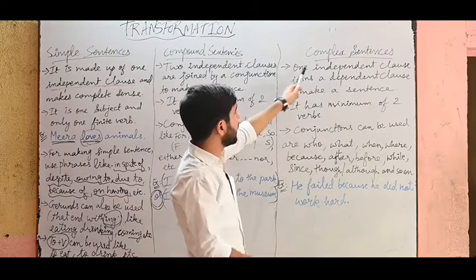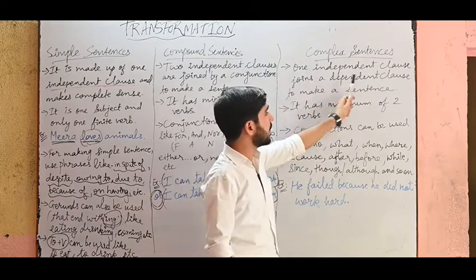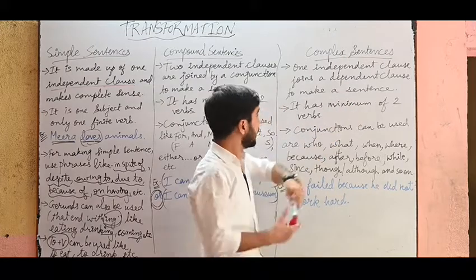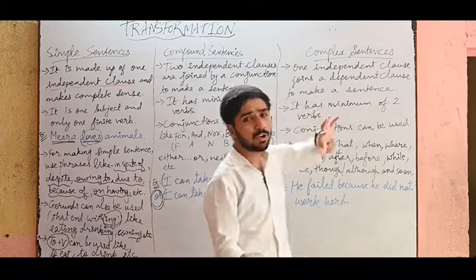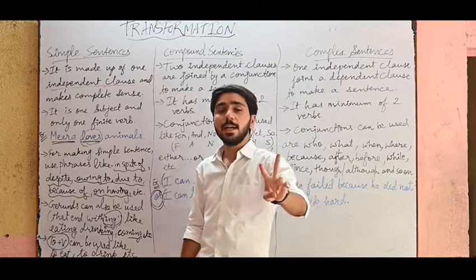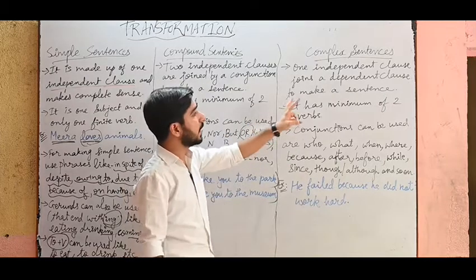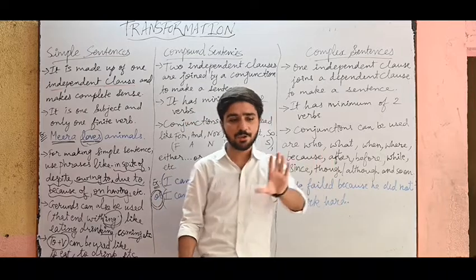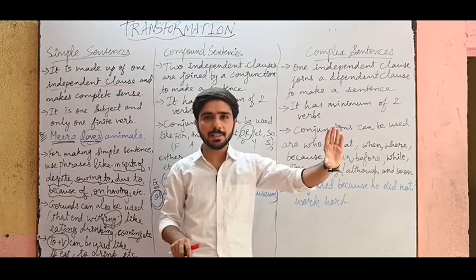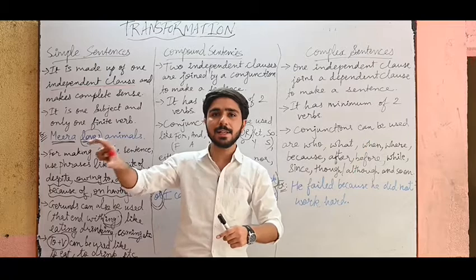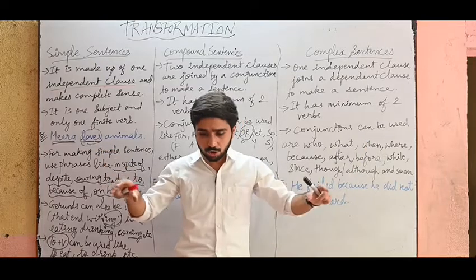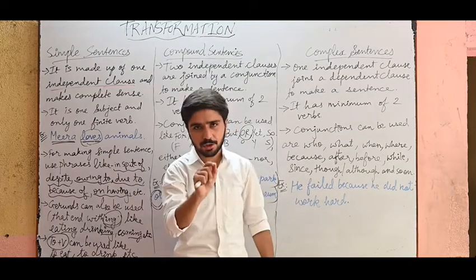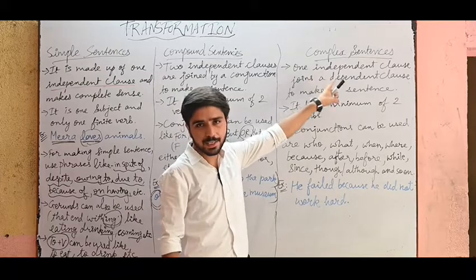See, one independent clause joins a dependent clause to make a sentence. Here in compound, what did we see? We saw that two independent clauses are there. In complex sentences, you will see that one clause is dependent and one is independent. Means if you separate out two parts of a sentence, one part will make complete sense and the other part will not make complete sense. We have to join that and we have to add one conjunction, and that is called a complex sentence.